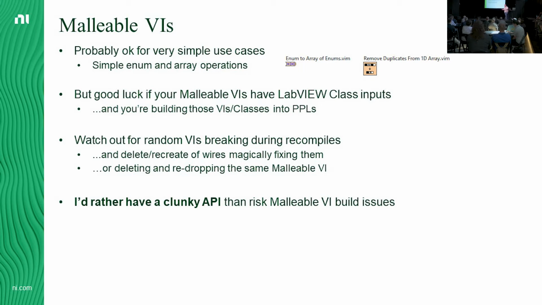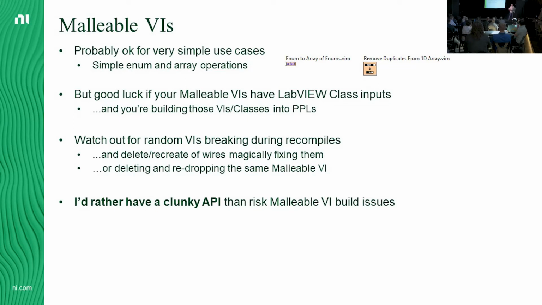So I go look on the block diagram and I see broken wires going into malleable VIs. I delete the broken wire, recreate the broken wire, and it's not broken anymore. That's ludicrous. I shouldn't have to deal with that. And the easiest way to not deal with that is to just avoid malleable VIs in the first place.